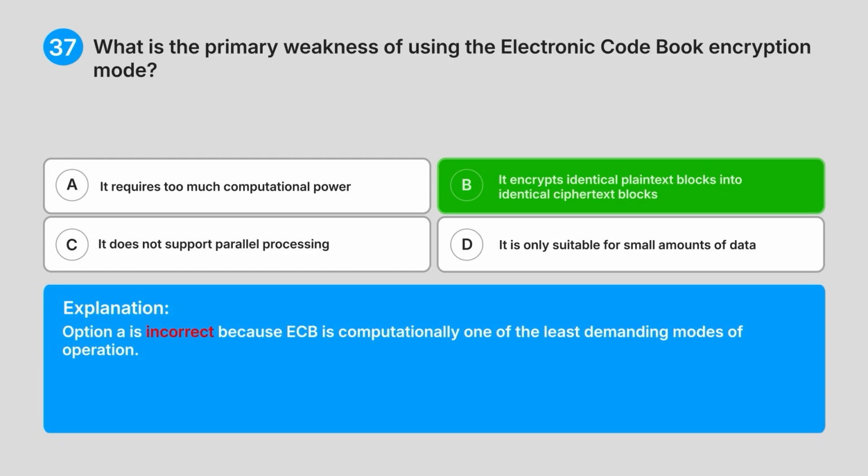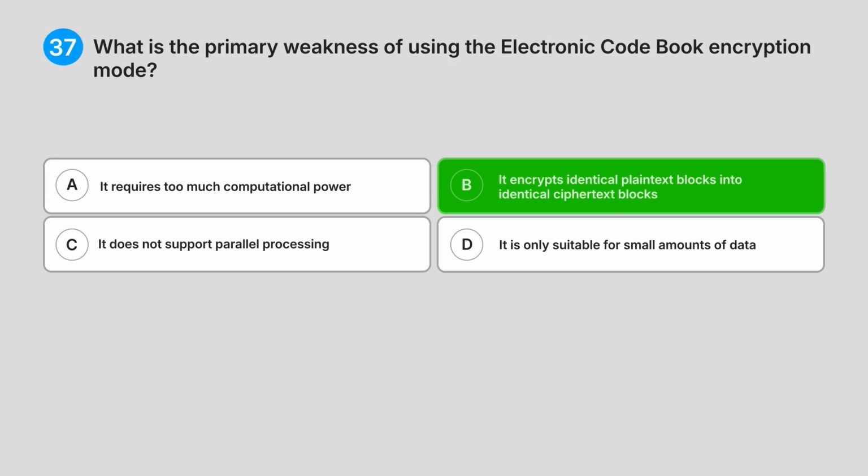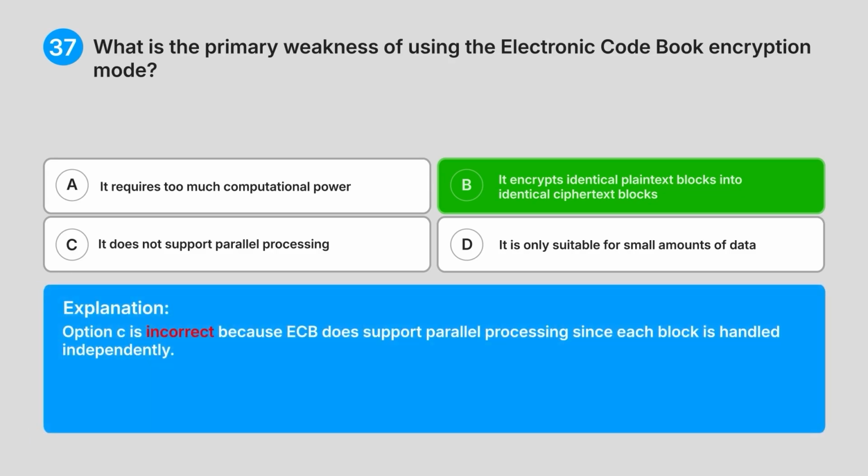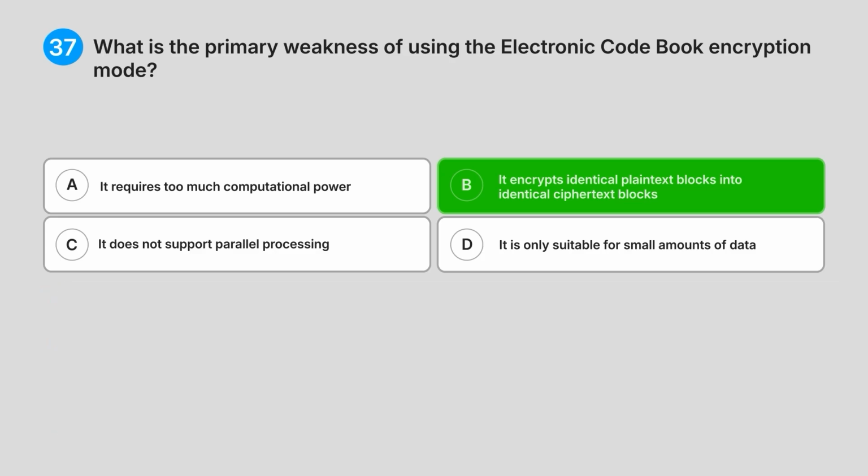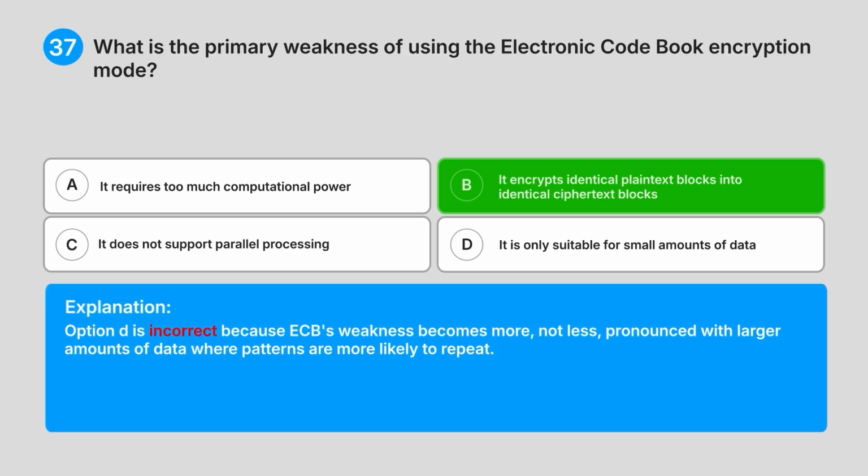Option A is incorrect because ECB is computationally one of the least demanding modes of operation. Option C is incorrect because ECB does support parallel processing since each block is handled independently. Option D is incorrect because ECB's weakness becomes more, not less, pronounced with larger amounts of data, where patterns are more likely to repeat.